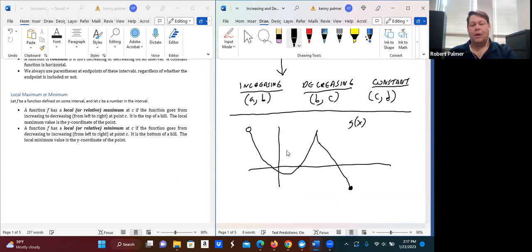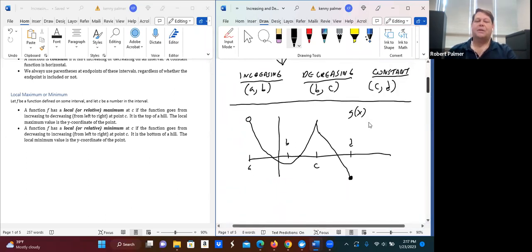Doesn't matter. Okay, now it's also labeled a few points. So this is point A, this is point B, this is point C, and this is point D. Okay, now let's see what fits.